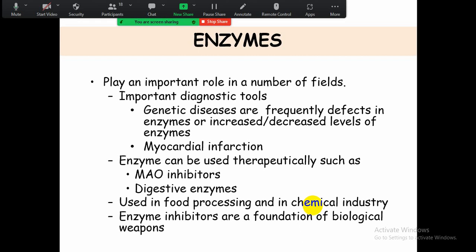In the chemical industry, enzyme inhibitors are a foundation of biological weapons. So we also use them in making biological weapons, like COVID-19. That virus that was killing people. It's a weapon. Somebody engineered it.